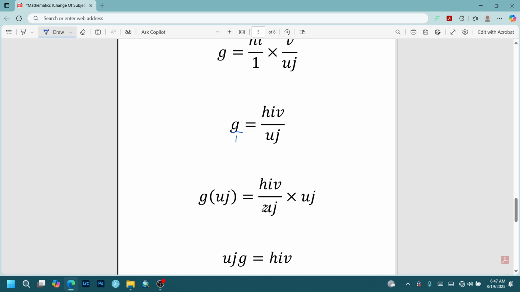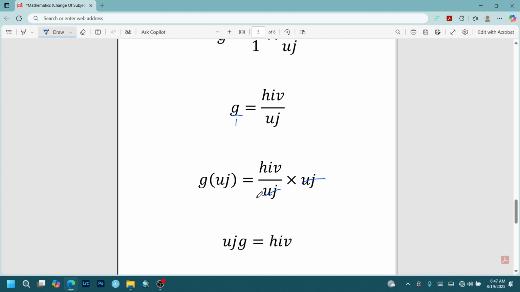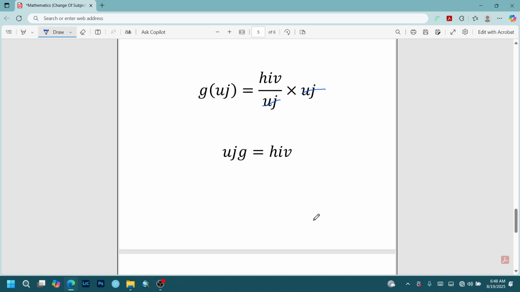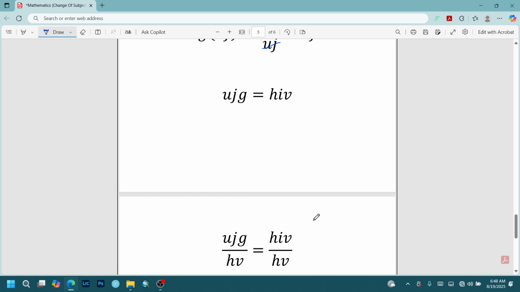So we are going to have to cancel out uj with uj here, hence leaving hiv alone. So we have our new fraction, j multiplying uj will give you ujj. So our new equation is ujj equals hiv.